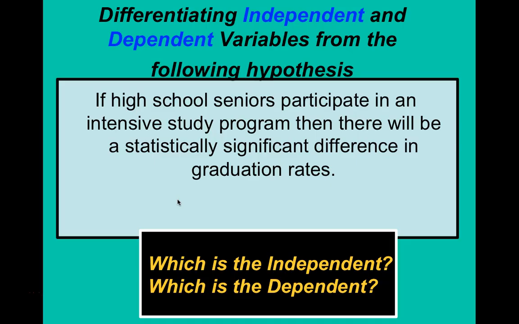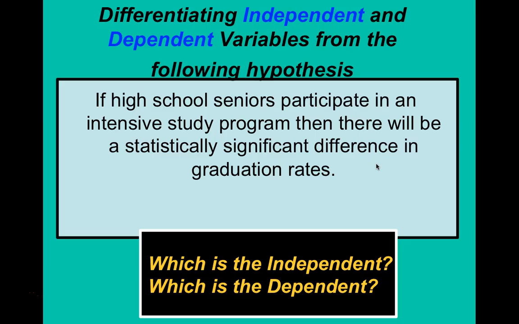So we would have as our first one, if high school seniors participate in an intensive study program. Intensive study program. That's going to be one variable right there. Students are being manipulated into taking the study program. This is something that's new. The second variable would be a difference in graduation rates, or just graduation rates themselves. So we have intensive study program and graduation rates. Those are the two variables that we have. But which one is independent and which one is dependent?